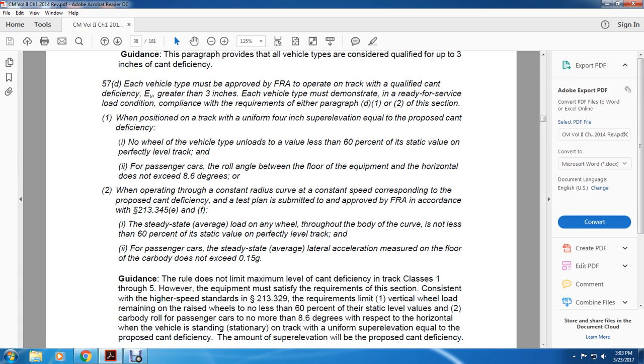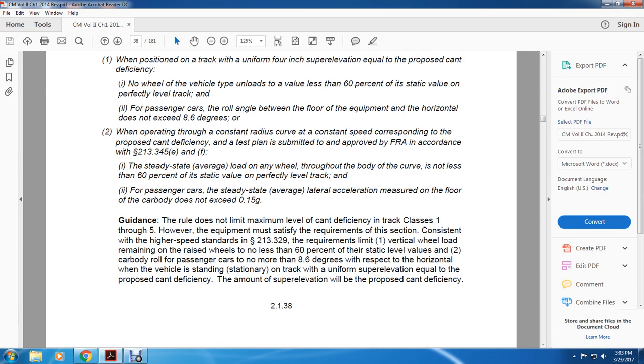When positioned on the track of uniform form, each of the 4 inches of super elevation proceeds with the cant deficiency, no wheel of the vehicle type unloads to values less than 60% of the static value of the perfectly level track. For a passenger car, the roll angle between the floor of the equipment and horizontal does not exceed 8.6 degrees when operating through a constant radius curve at constant speed corresponding with the proposed cant deficiency, with the test plan submitted for approval of the FRA in accordance with section 213.345 E and F. The steady state average load of any of the wheels throughout the body of the curvature is not less than 60% of the static value of the perfectly level track. For a passenger car, the steady state average lateral acceleration measured from the floor of the car body does not exceed 0.15 G's.